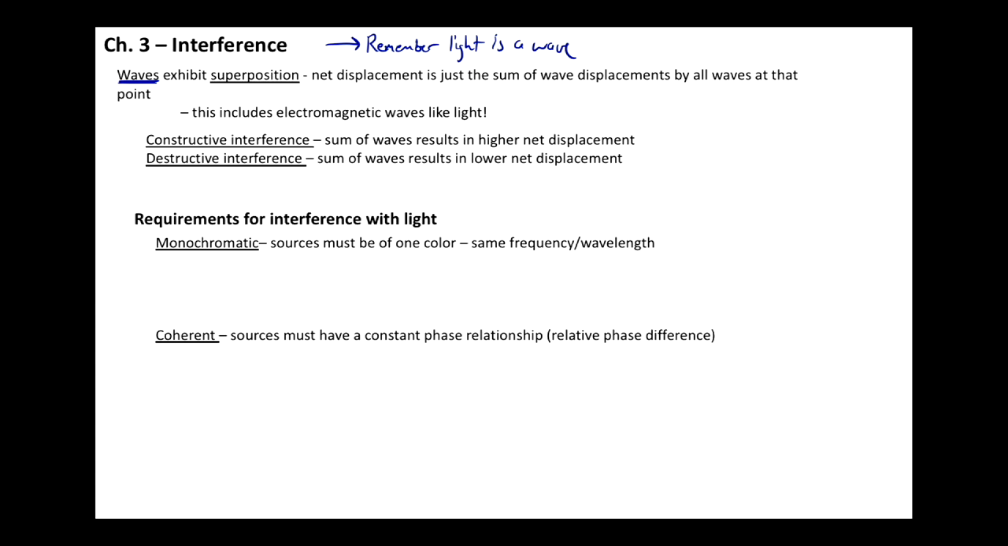Superposition means that if I have multiple waves traveling through a given area, and maybe they pass through each other, hit each other, interact with each other in some way, the total or net displacement at any point is just the sum of the individual displacements by all the waves at that point. And I'm going to have to back up a little bit to explain that a little more, okay? The net displacement is the sum of the displacements of all the waves at an individual point.